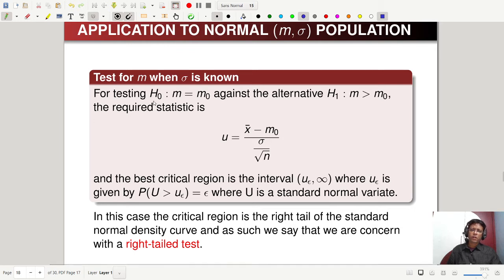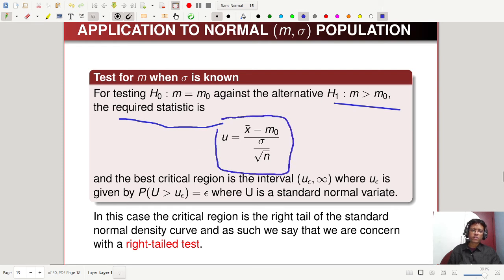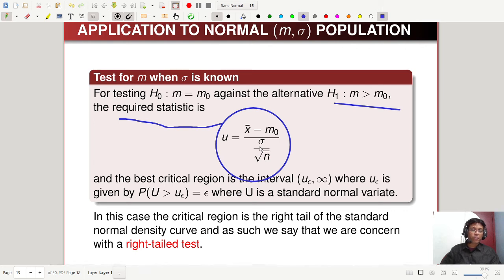For testing this type of problem, the null hypothesis is H0: M equal to M0, where M0 is the specified mean, against the alternative H1: M greater than M0. The required statistic is U equal to X bar, the sample mean, minus M0, the specified mean, divided by sigma by root n, where sigma is the standard deviation and n is the number of observations. You know this statistic, we have learned it in sampling distribution also.